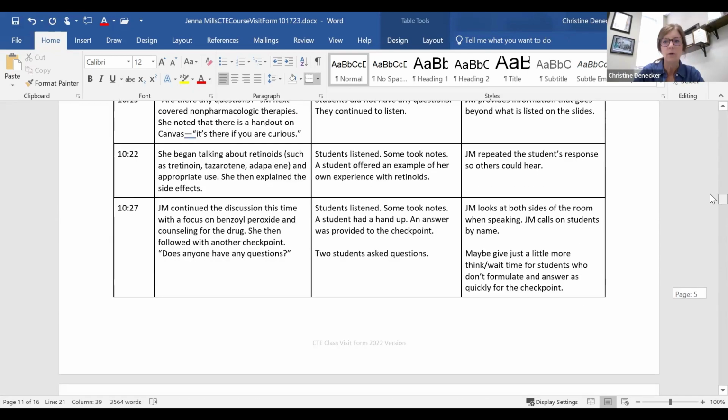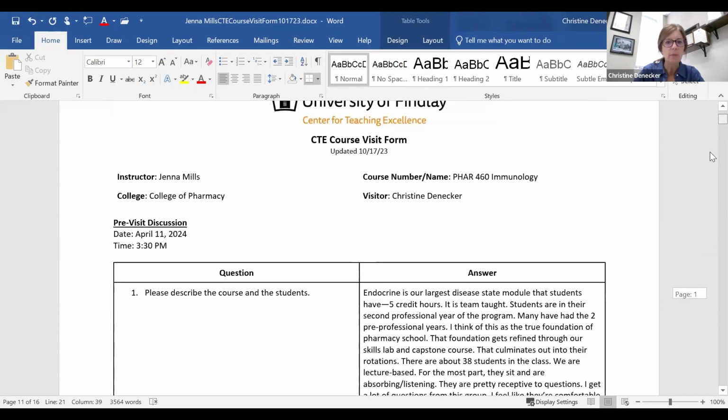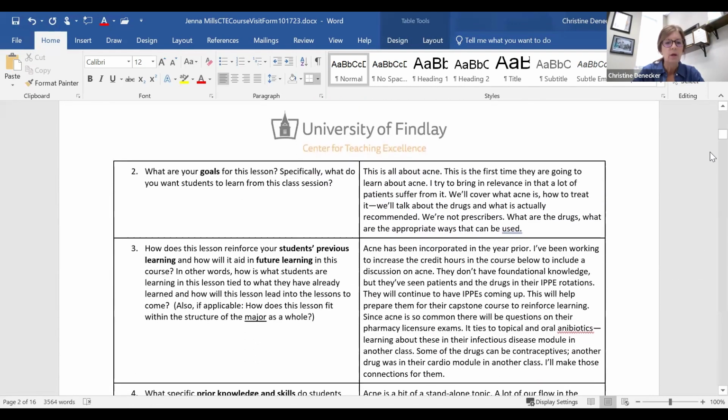Okay. Coming back up. So how does this lesson reinforce your students' previous learning? How will it aid in future learning? So we're thinking about this spectrum of learning and how this fits in. I think this could be 1A, but it also could be like creating that cohesiveness. Yeah, the 1E. Yeah, and making the connections clear for the learner too.